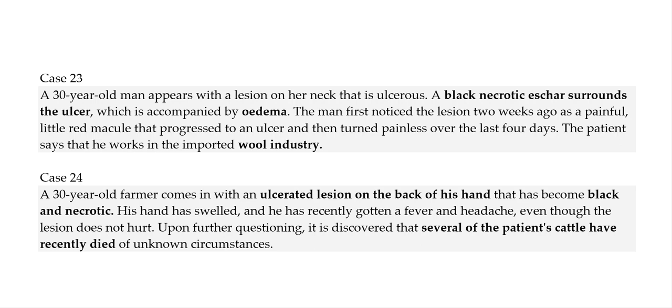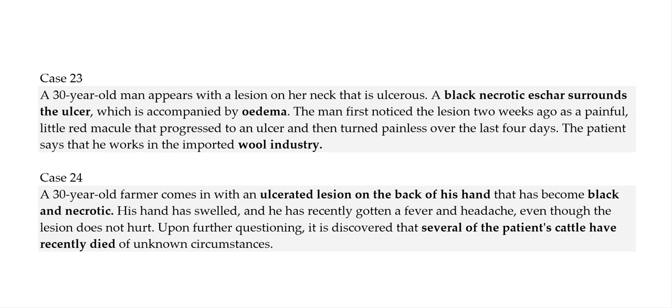Second case, a 30-year-old farmer comes with an ulcerated lesion on the back of his hand that has become black and necrotic. His hand has swelled and he has recently gotten a fever and headache, even though the lesion does not hurt. Upon further questioning, it is discovered that several of the patient's cattle have recently died of unknown circumstances.